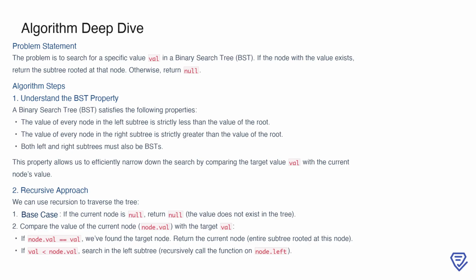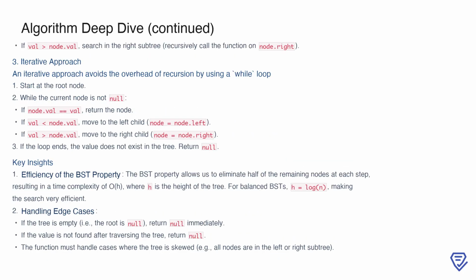The recursive approach leverages these properties effectively. The base case is simple: if the current node is null, it means the value doesn't exist in the tree, so we return null. Otherwise, we check the current node's value. If it matches the target value, we return the current node and the subtree rooted at it. If the target is less than the current node's value, we recursively search the left subtree. This recursive narrowing down process ensures that we only explore the parts of the tree where the target value could possibly reside. On the other hand, if the target value is greater than the current node's value, we limit our search to the right subtree by recursively calling the function on the right child.